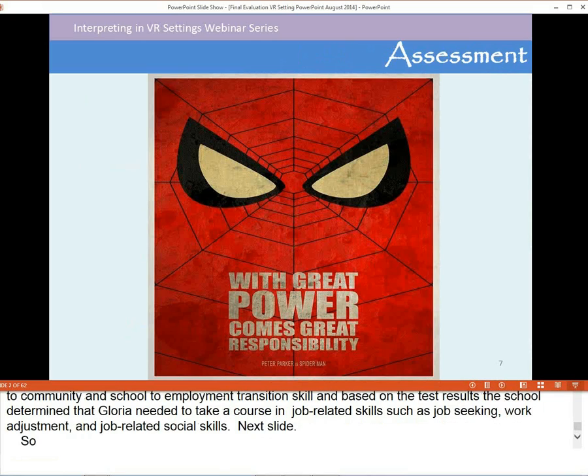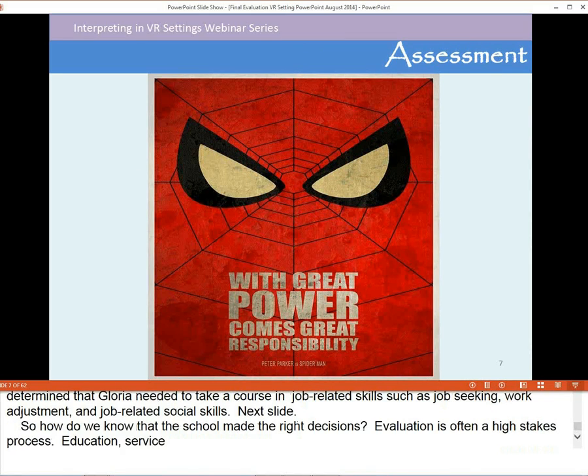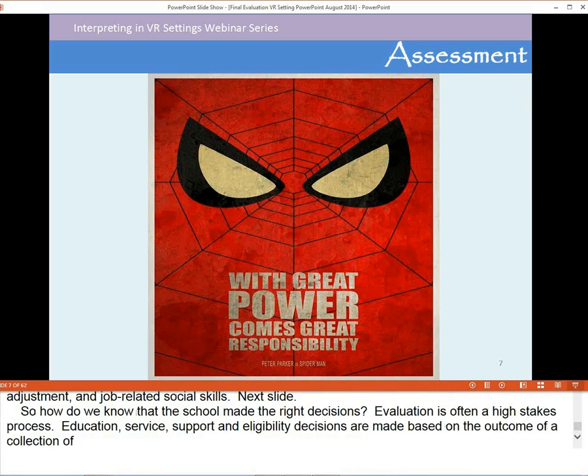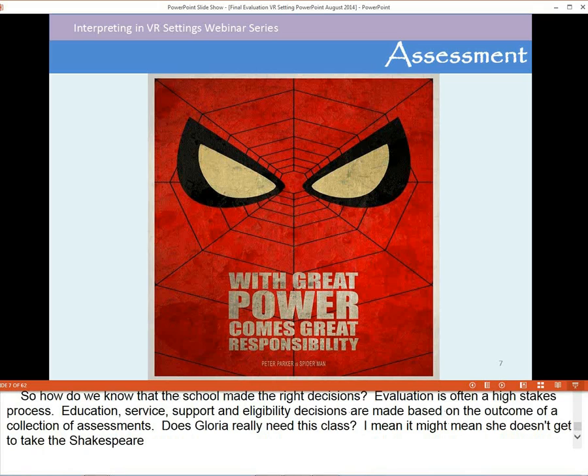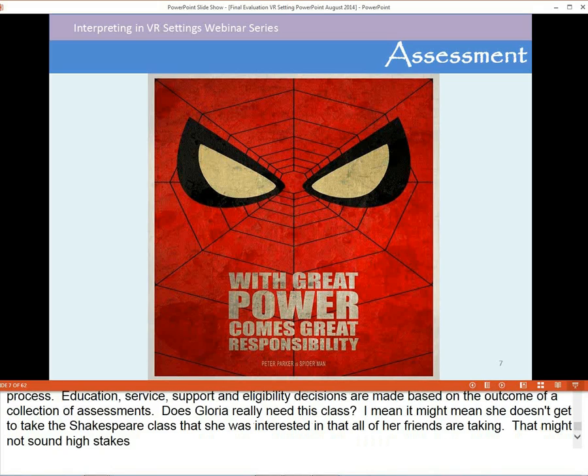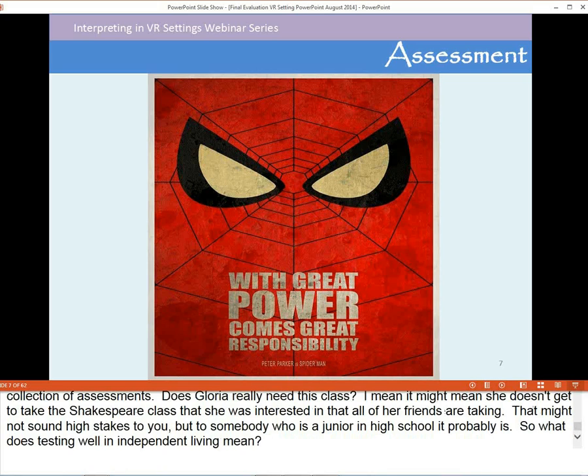So how do we know that the school made the right decisions? Evaluation is often a high-stakes process. Education, service, support, and eligibility decisions are made based on the outcome of a collection of assessments. Does Gloria really need this class? I mean, it might mean that she doesn't get to take the Shakespeare class that she was interested in that all of her friends are taking. And that might not sound high stakes to you, but to somebody who's a junior in high school, it probably really is. So what does testing well in independent living mean? Does she really not need training in any of the multitude of skills that fall under independent living?